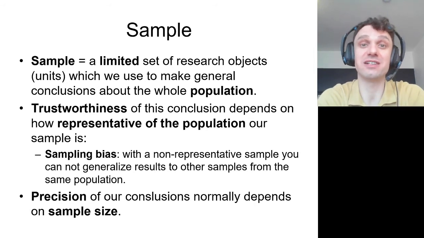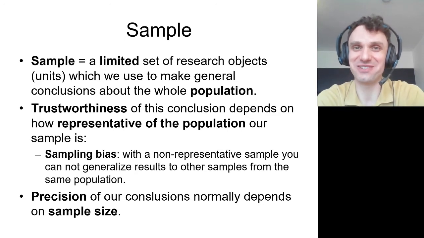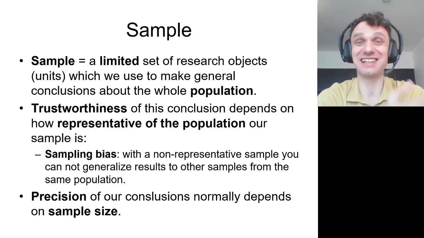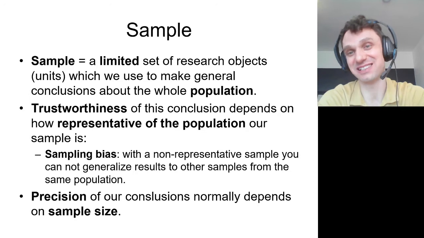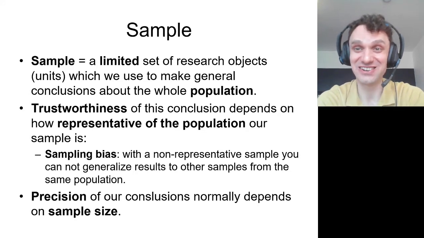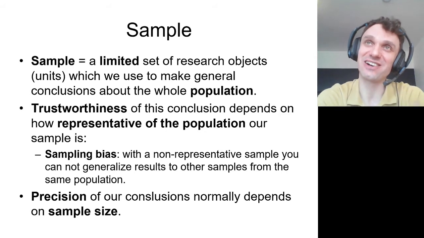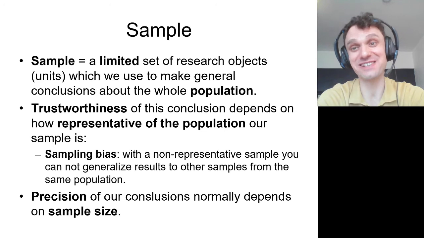For example, I'm interested whether Russian people love ice cream. So I could come to the building of the Higher School of Economics at Myasnitskaya and meet 10 people and ask them, do you like ice cream? And then maybe 70% will say yes and 30% will say no. And based on this, can I really generalize to the whole of Russian population? And that's a good question.